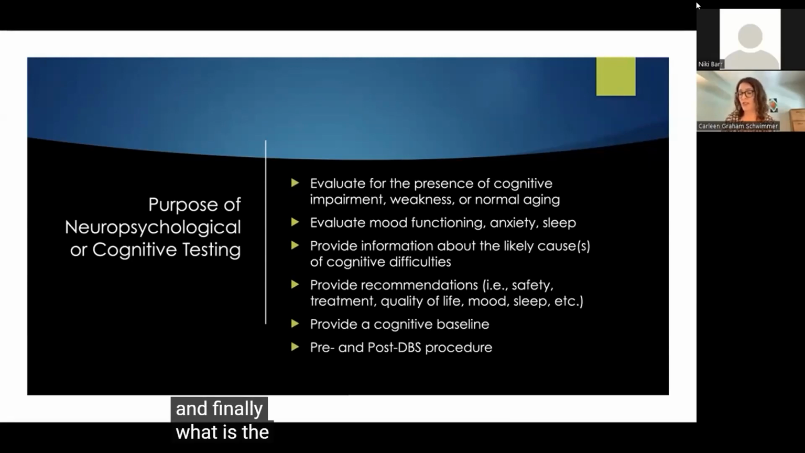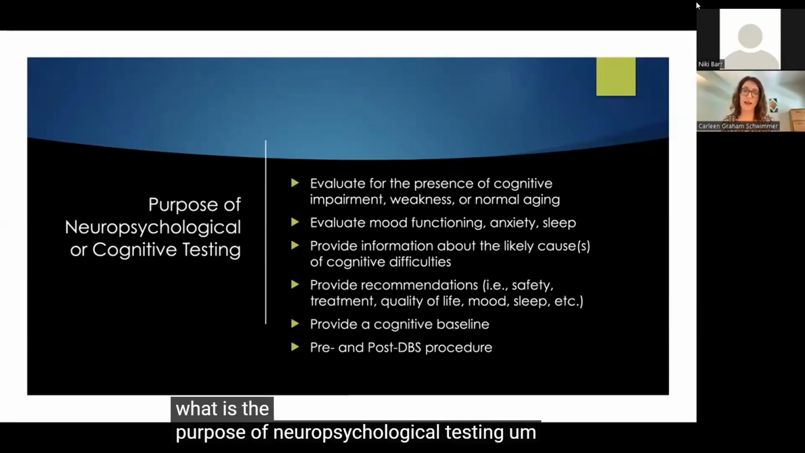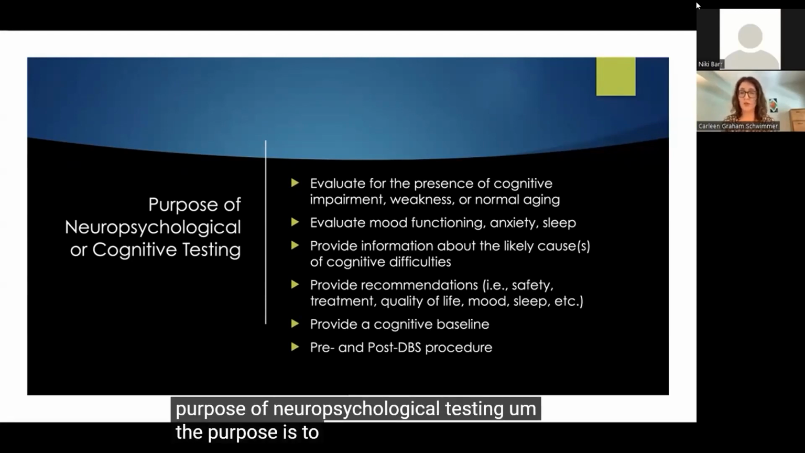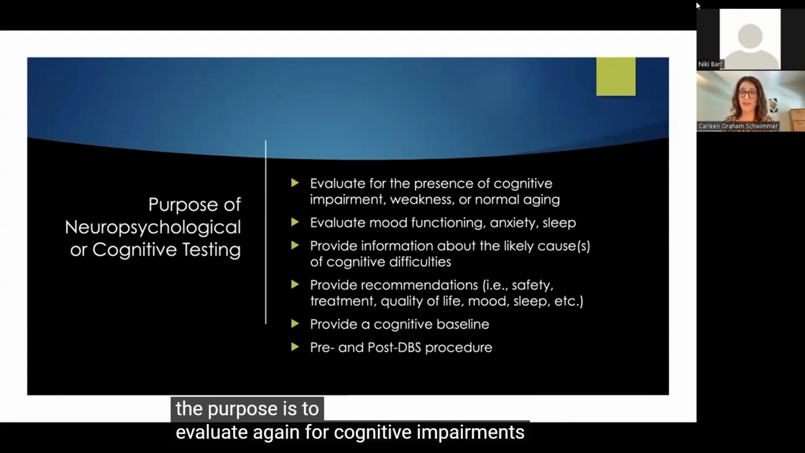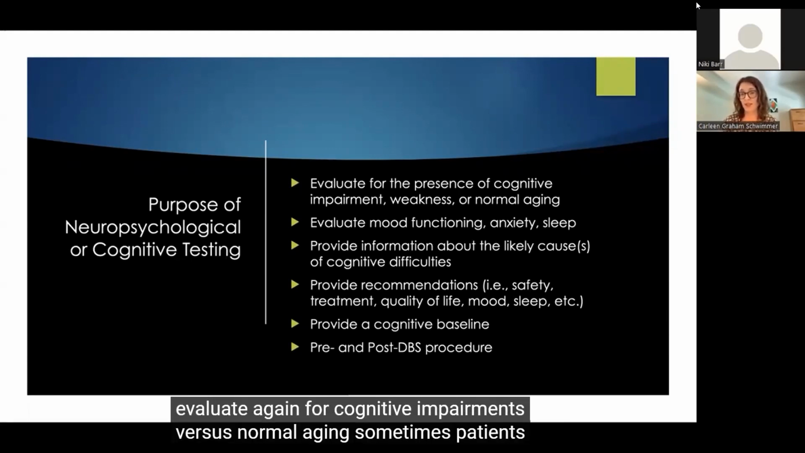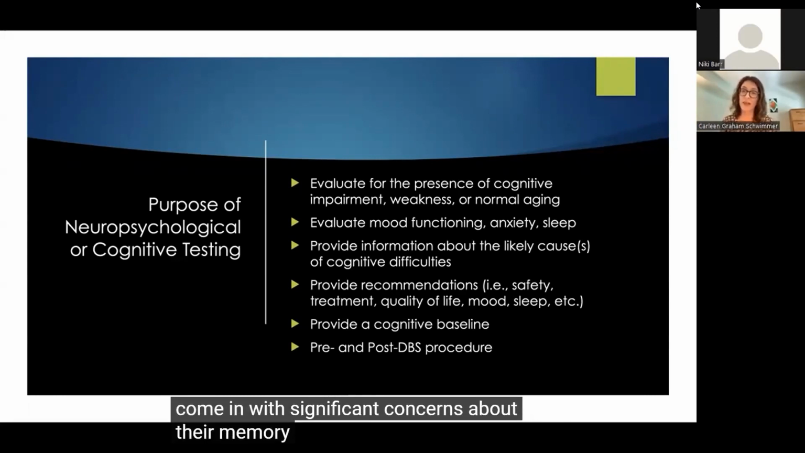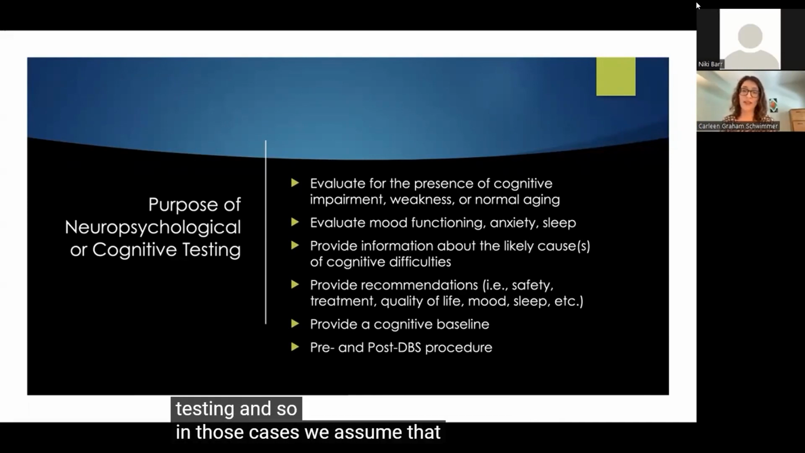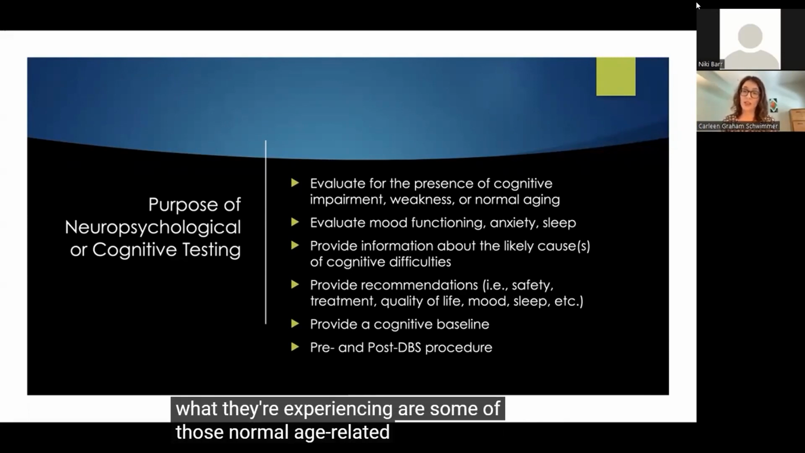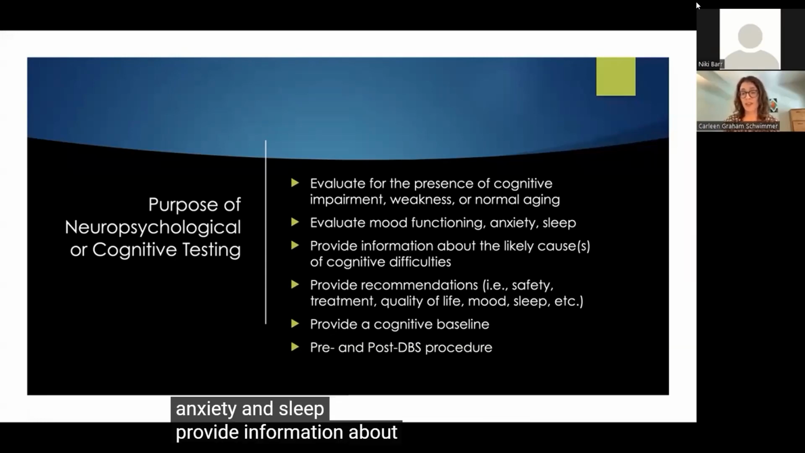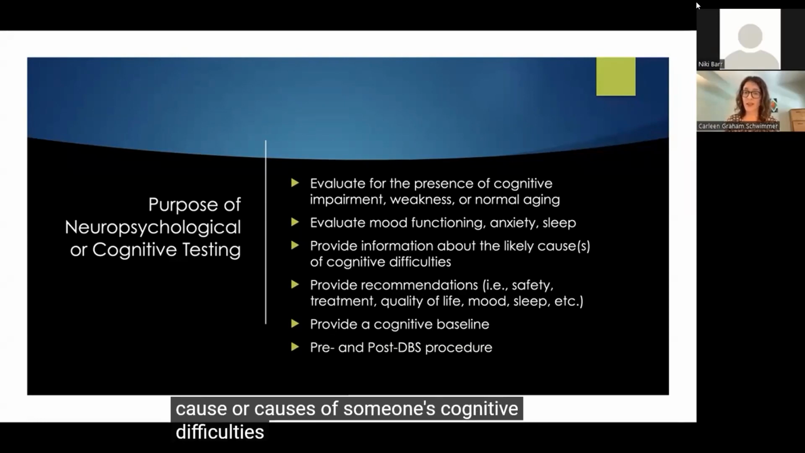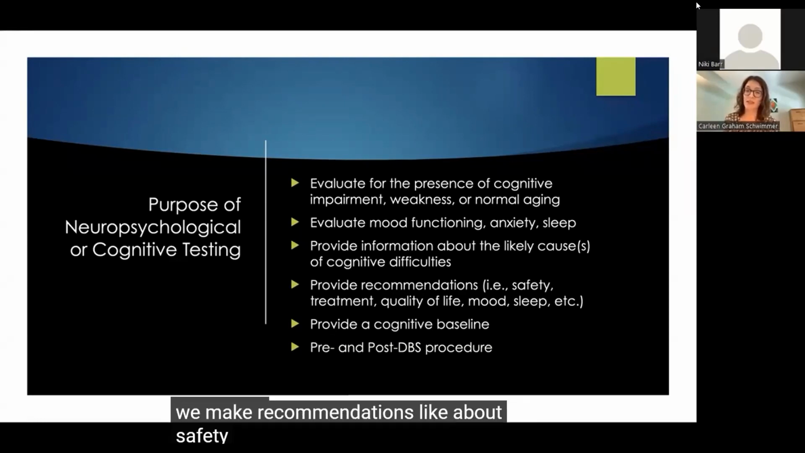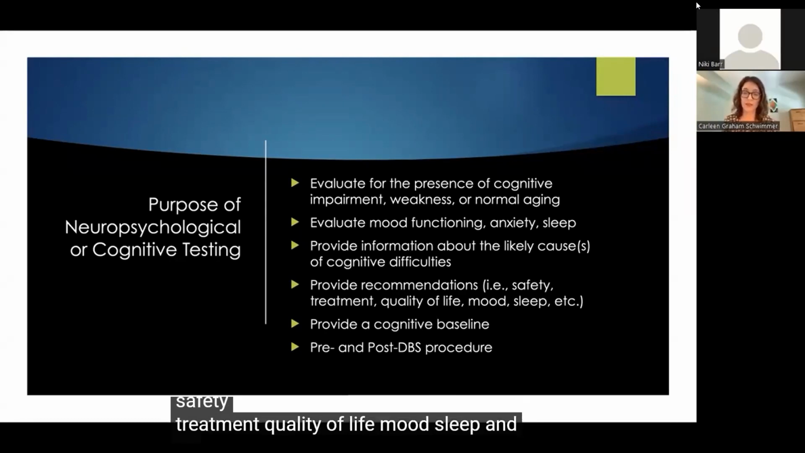And finally, what is the purpose of neuropsychological testing? The purpose is to evaluate, again, for cognitive impairments versus normal aging. Sometimes patients come in with significant concerns about their memory, and they perform completely normal on testing. And so in those cases, we assume that what they're experiencing are some of those normal age-related changes that I mentioned earlier. We evaluate things like mood functioning, anxiety, and sleep, provide information about the likely cause or causes of someone's cognitive difficulties. We make recommendations about safety, treatment, quality of life, mood, sleep, and so forth.